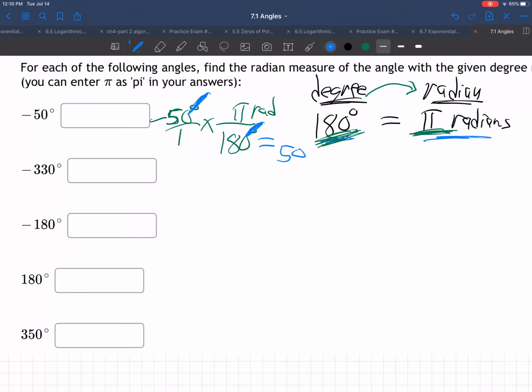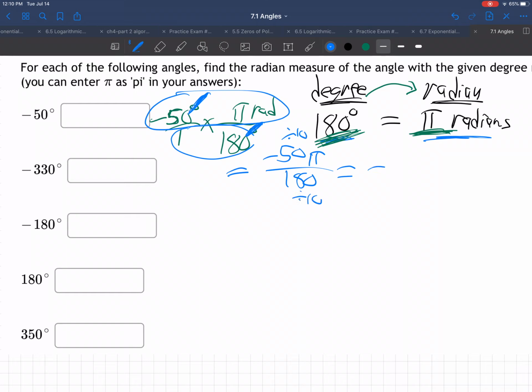And then now just go straight across the top. So negative 50 pi over 1 times 180. There we go. So you just get that, and then you just reduce that fraction. You can divide top and bottom by 10, right? So we get negative 5 pi over 18 radians. That's it. That's our answer for that first one. Negative 5 pi over 18 radians. You don't have to write radians. It's automatically in radians when you don't put a degree symbol.